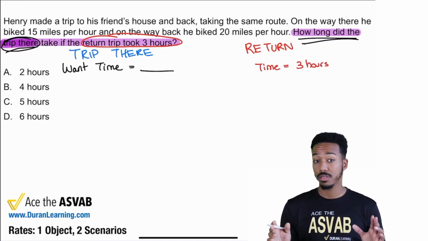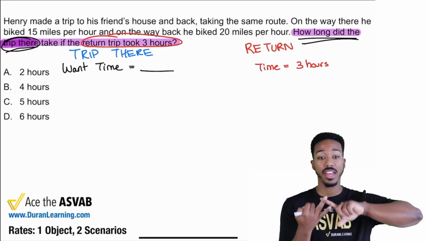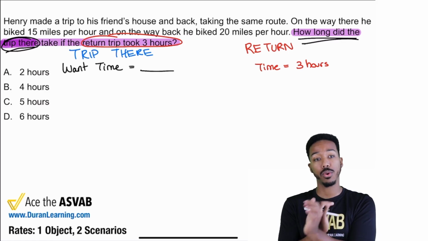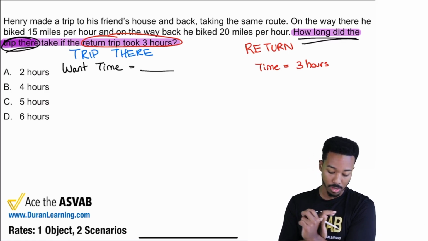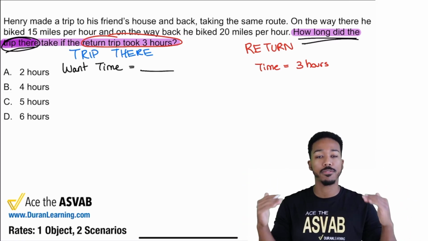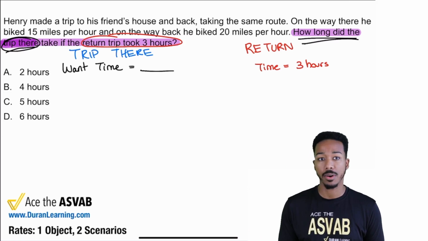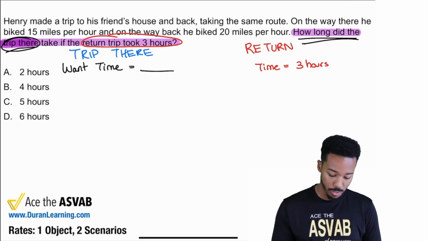So far, so good. All I did was point out that I want to find the time, how long it's going to take. And second, I want to make sure that I wrote down the information in terms of the return trip and the trip there. I'm just separating them really quick because we're going to go ahead and fill in the information in their buckets, and then we're going to see what we're going to do to figure this out. But let's read through the information now.